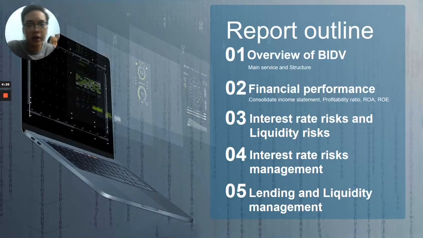And here is our report outline. First is the overview of BIDV, second is financial performance, third is interest rate risk and liquidity risk, fourth is interest risk management, and the last is lending and liquidity management.